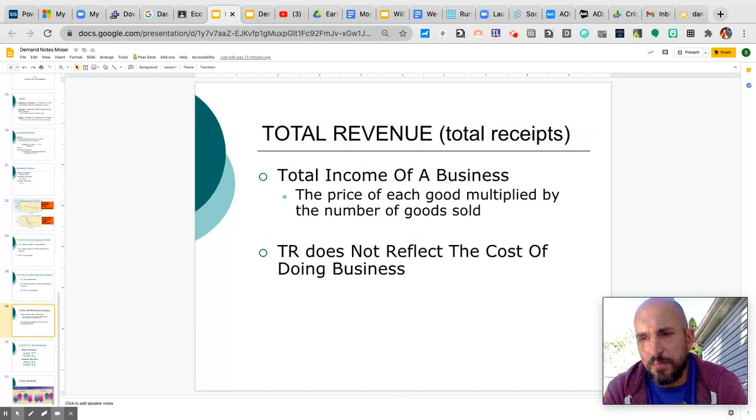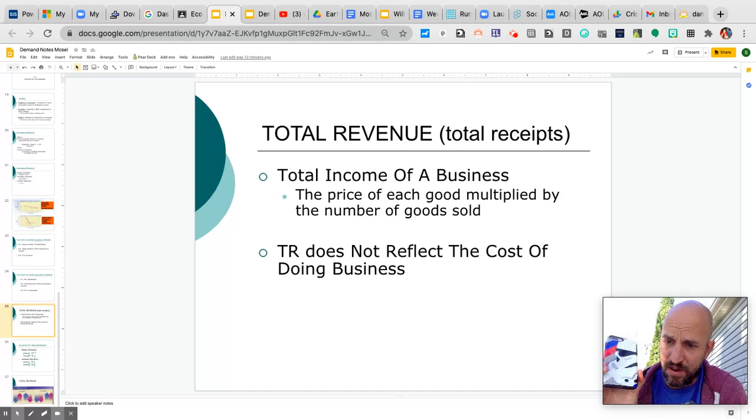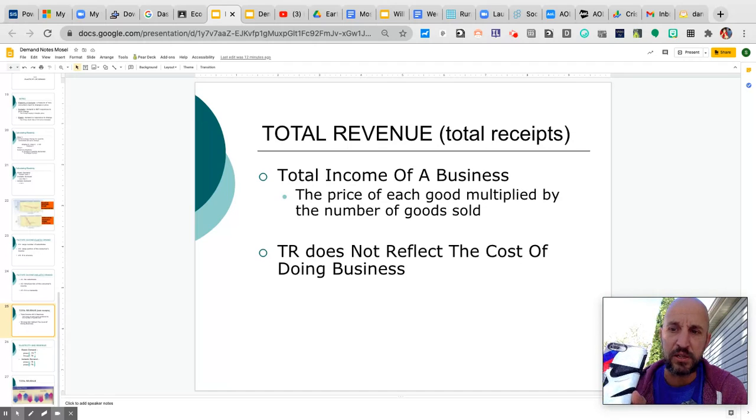The last thing we're going to talk about here in the notes is total revenue. We'll talk a lot more about total revenue, like I said, in a later class. But total revenue is the total income of a business. It's the price of each good a company sells multiplied by the number of goods sold. So if I have my iPhone, or whatever type of phones you guys have, you would take the number that Apple sold times the price they sold it at. So if they only sold 5 iPhones for $1,000 apiece, their total revenue would be $5,000.